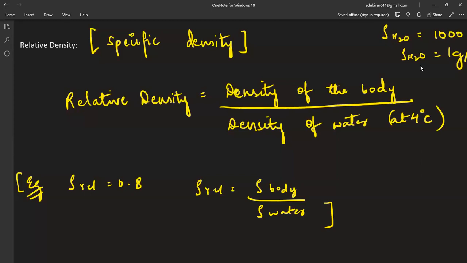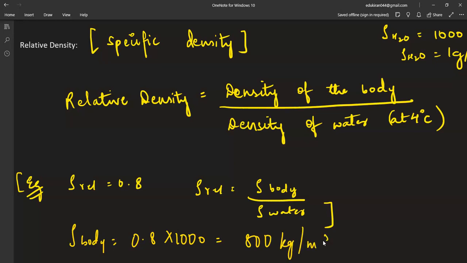So relative density is known as the specific density, right? Relative density basically means when you are comparing some density with respect to the density of water at 4 degrees Celsius. This 4 degrees Celsius is not so important for you to remember because you already know this value. The ratio of density of the body to the density of water at 4 degrees Celsius is called relative density. For example, if relative density is 0.8, the density of the body will be 0.8 into 1000, that is 800 kg per meter cube. So we'll be using this concept in the next question. Write it down first.